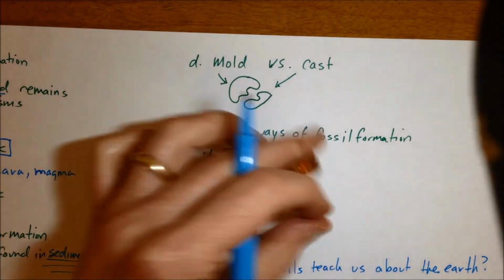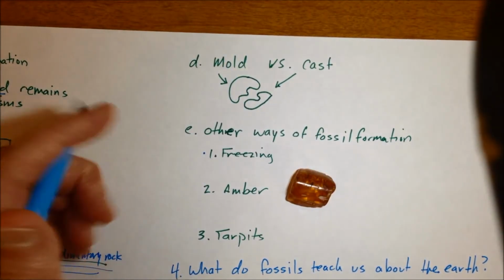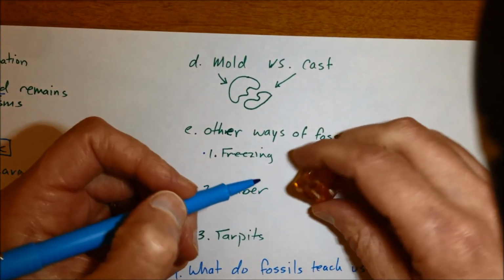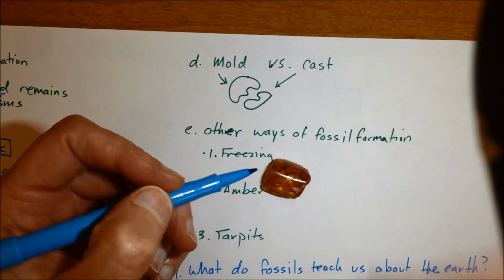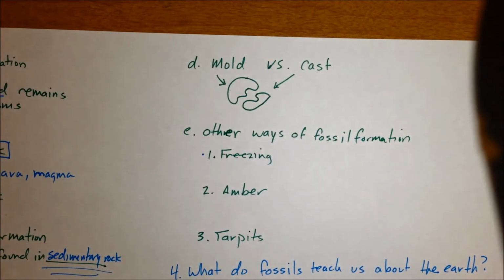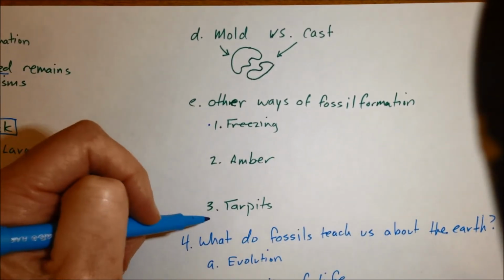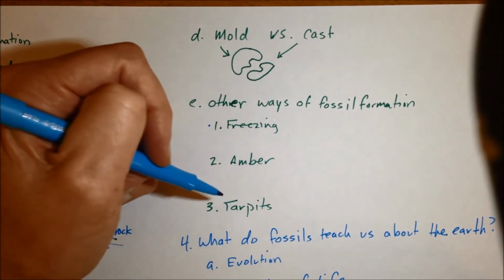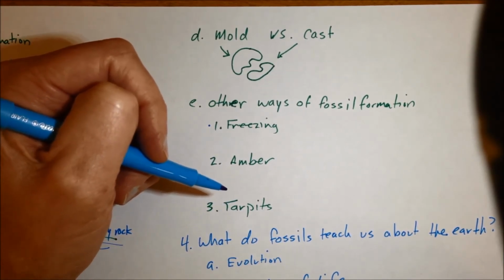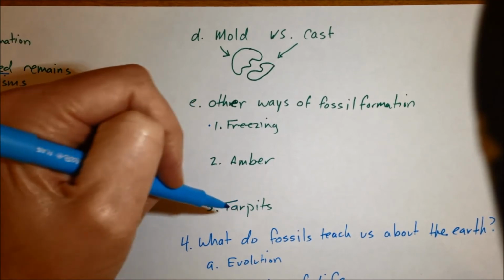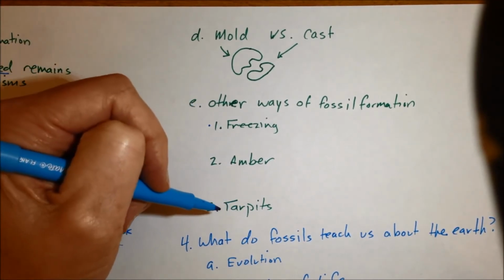Amber is the fossilized tree sap, where you can have insects and other small organisms trapped inside of it, preserving their remains in their bodies. The tar pits are areas on the earth, like in California, the La Brea tar pits, where oil is oozed out of the ground that's so thick, if an organism walks in it, they actually can get trapped and die in there, and their bones get preserved by the tar.